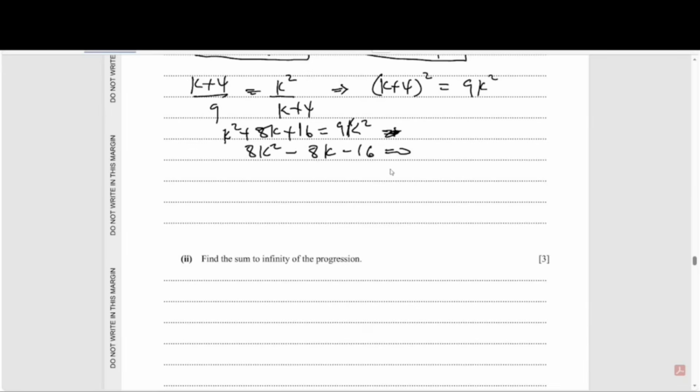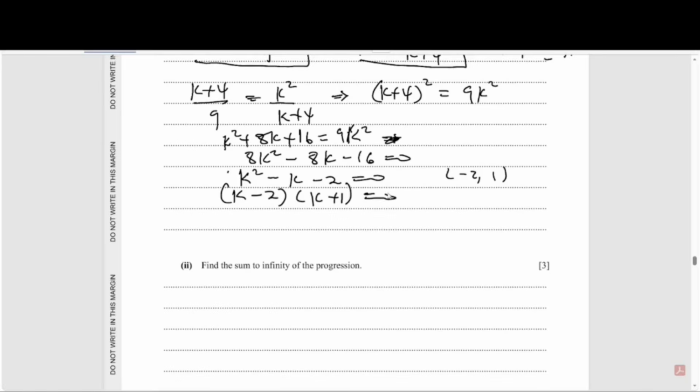And I believe you can divide through by 8 so that we reduce the coefficient, or we can still solve it right away from here. You have k squared minus k minus 2 is equal to 0. So over here we have negative 2 and then positive 1. So k minus 2, k plus 1 is equal to 0.